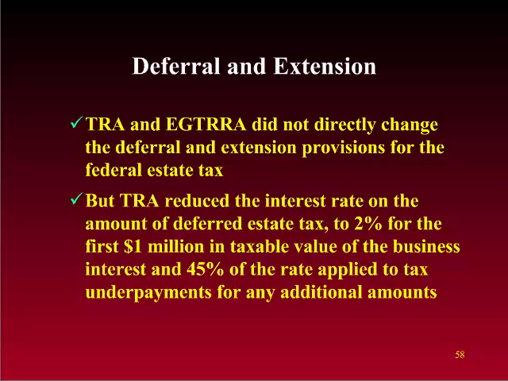TRA and EGTRRA did not directly change the deferral and extension provisions for the federal estate tax. The Taxpayer Relief Act, though, reduced the interest rate on the deferred estate tax to 2% for the first $1 million of taxable value in the business, and 45% of the rate applied to tax underpayments for any additional amount. So it really cut the interest rate way down.